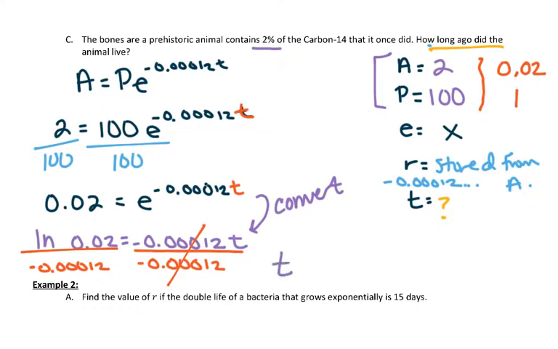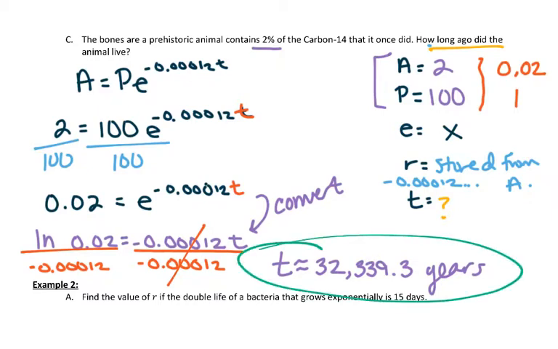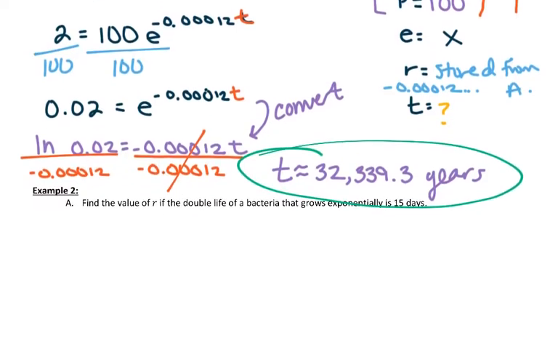And so then once you find t is approximately, you should get 32,339.3 years. Okay. And then that would be your answer. I apologize. Lulu was trying to get my attention there. So that's what we should get for our time. And then you can see that, from A, you can find the R value and then plug it back in to answer multiple different kinds of questions that I want you to find.